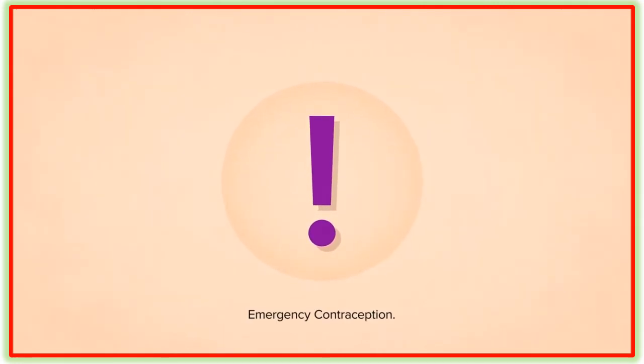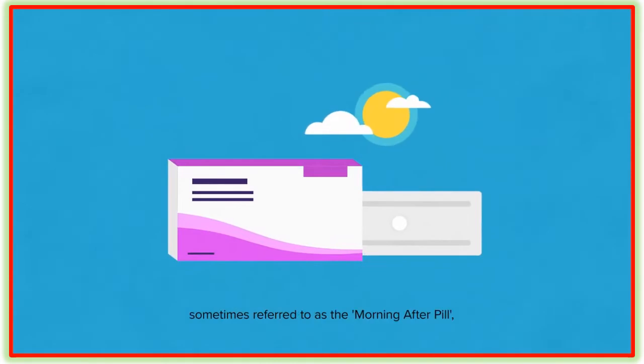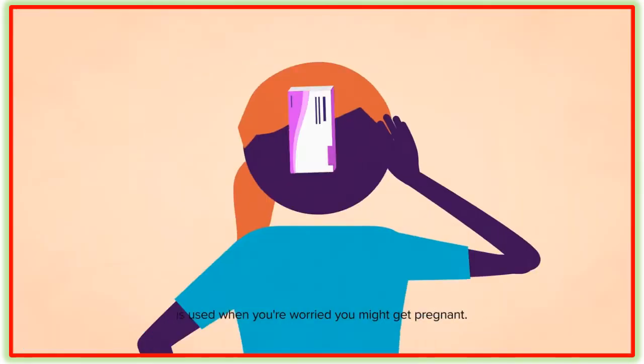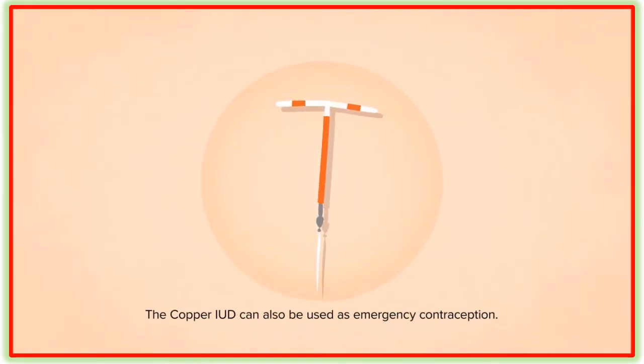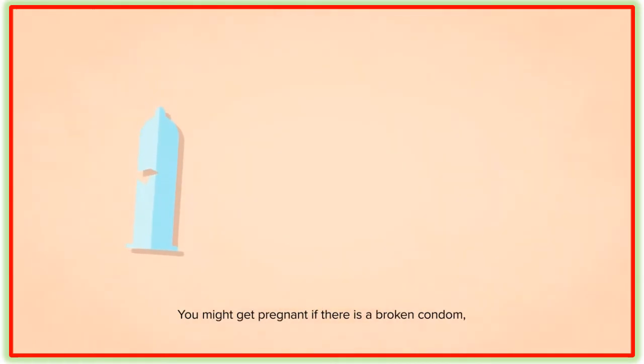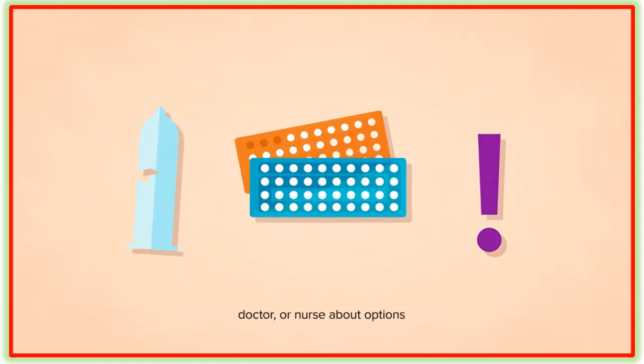Emergency contraception. Emergency contraception, sometimes referred to as the morning after pill, is used when you're worried you might get pregnant. The copper IUD can also be used as emergency contraception. You might get pregnant if there is a broken condom, missed or late pills, or no contraception used. Speak to your pharmacist, doctor or nurse about options if you find yourself in this situation.